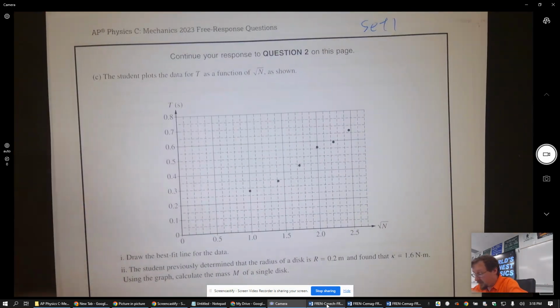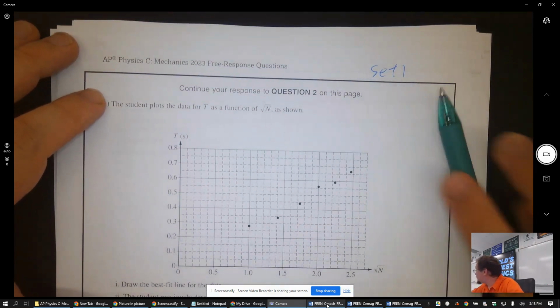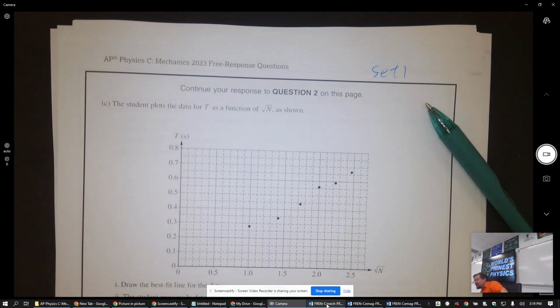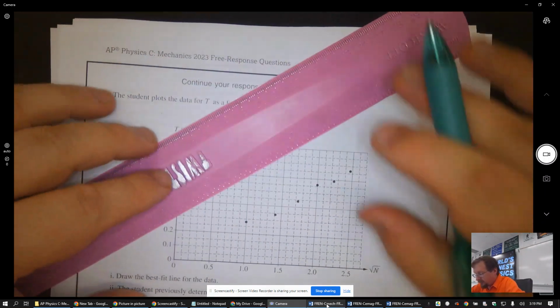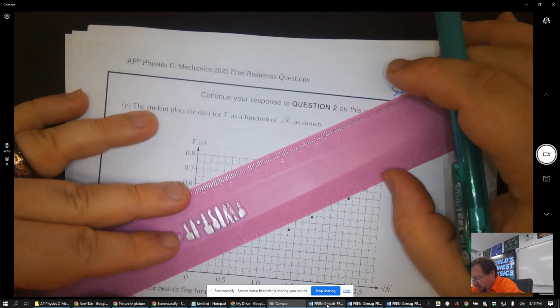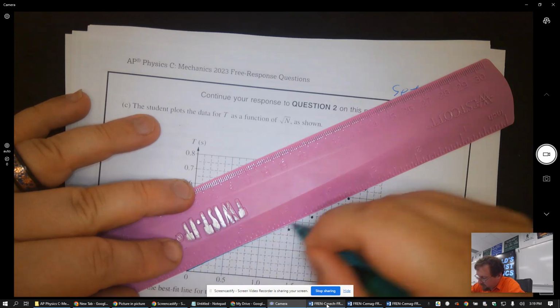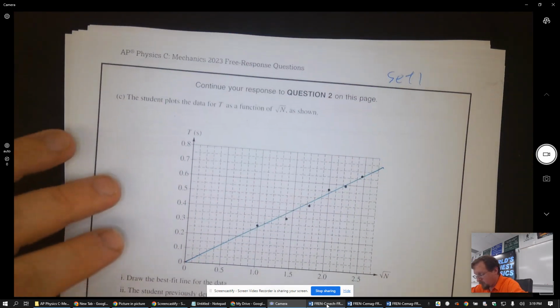Oh my gosh, okay, screw you, Forests. The student plots T as a function of 1 over N. I'm going to get out my super pink super ruler here. Okay, draw a best fit line for the data. And it has a couple of points above and a couple of points below.